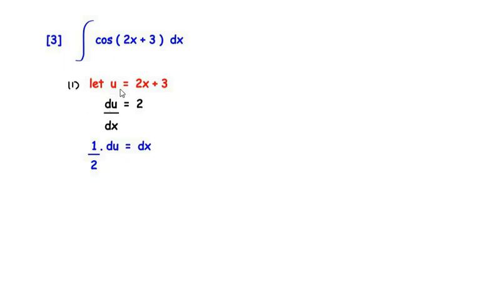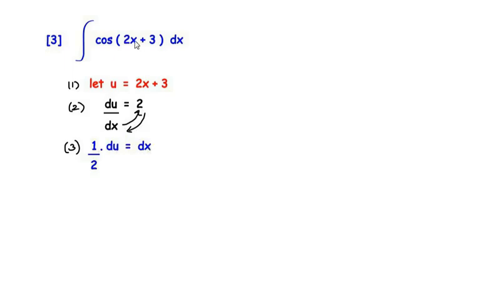Step number 2 is differentiating both the sides of the equal to sign with respect to x. So this is going to give us du by dx is equal to derivative of 2x is 2 and derivative of plus 3 is 0. So du by dx is equal to 2. Now the next step is making dx as the subject. So dx goes on the other side of the equal to sign and 2 takes its place, giving us 1 over 2 times du is equal to dx.